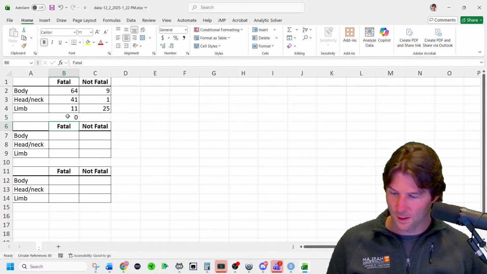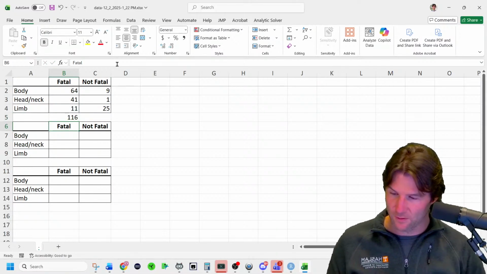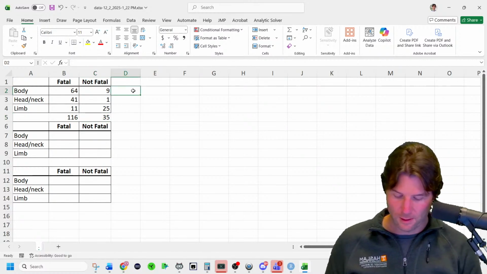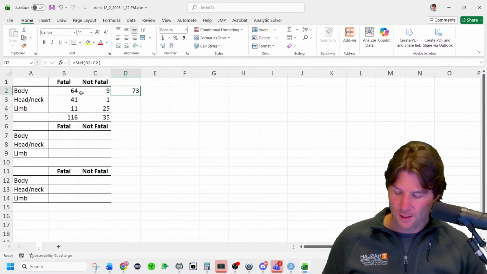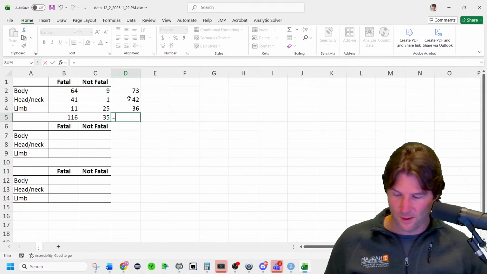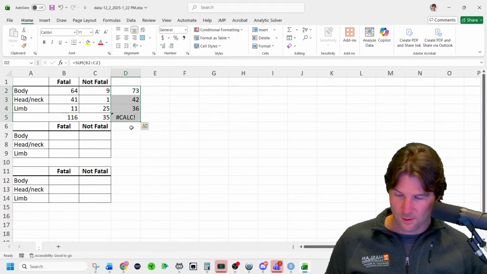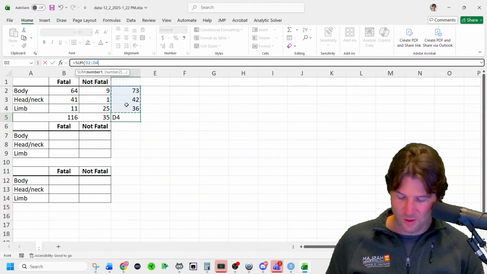What did I do wrong? I tried to sum the value of sum. That's why. Okay, copy this, then equals sum, open it up, go through there, close it off, copy down, and we're good. And then this one has to be the sum of everything, which can be one of the column sums. Equals sum, open it up, highlight the numbers, close it off.